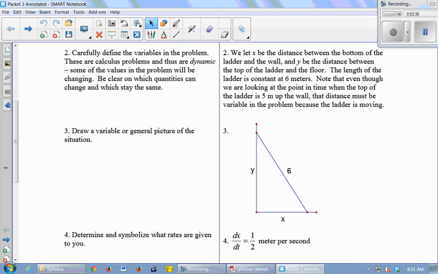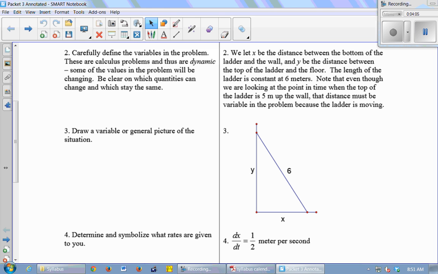So even though we were looking at a single snapshot in time, when the top of the ladder is at 5 meters above the ground, the distance must be a variable in the problem because the ladder is moving. Okay, so the ladder is moving, and we're interested in something that happens at a specific snapshot in time, but we can't make that vertical distance constant because that is not constant for all time.